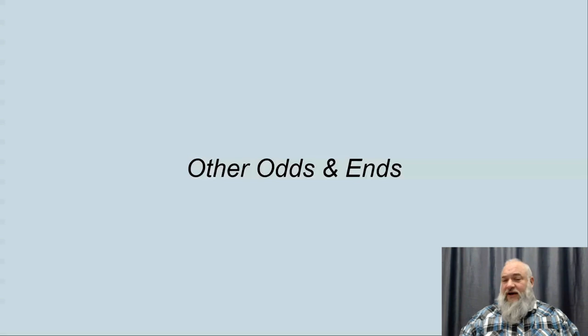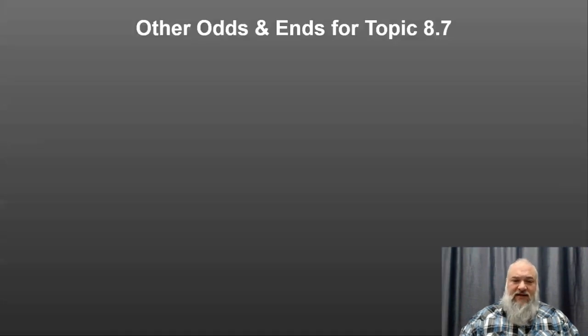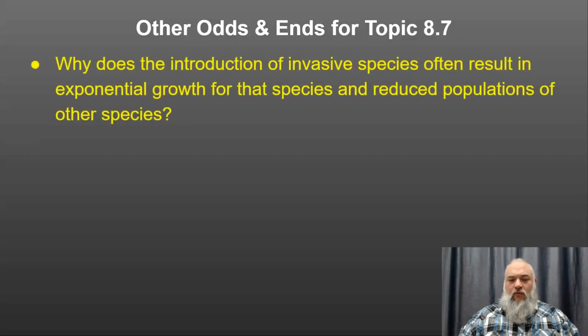So a few other odds and ends that we want to just address from this unit before we end things. Why does the introduction of invasive species often result in exponential growth, that uncontrolled straight up growth, and reduce the populations of other species? Pause it, think, and then come back.